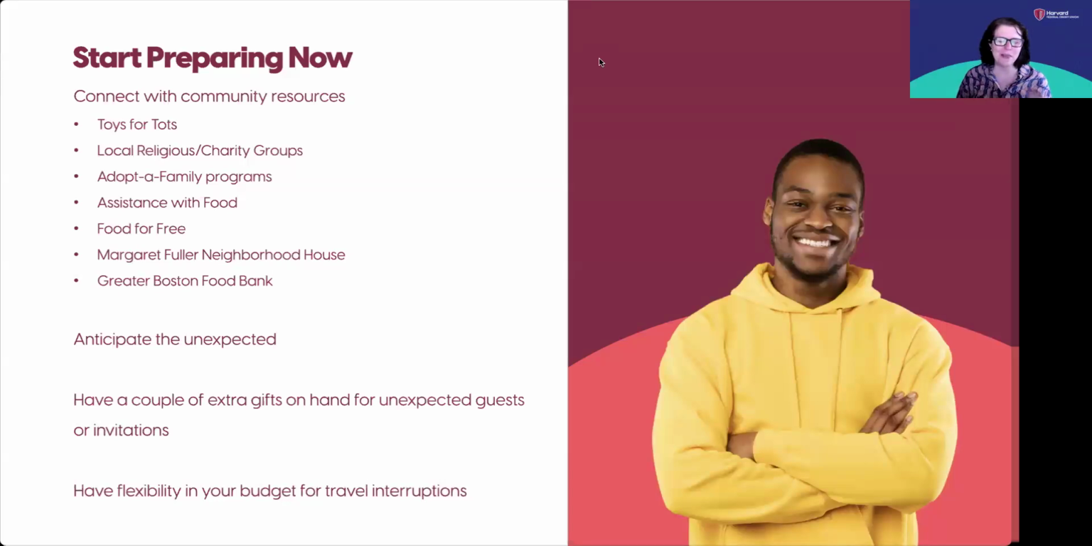And then the flexibility in your budget for travel interruptions. So this is just acknowledging the reality that things don't always go exactly as planned. I'm traveling for Thanksgiving. We are planning to spend one night in a hotel, but you don't know if weather is going to come up or, particularly with flights, things can change. The airports have been really overworked lately, especially. So, something to keep in mind.